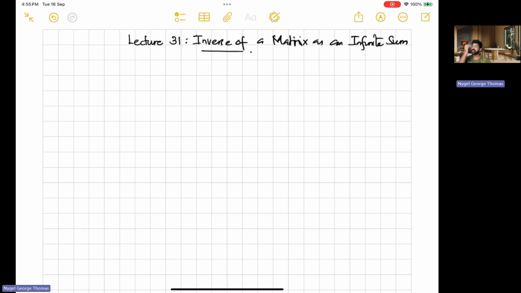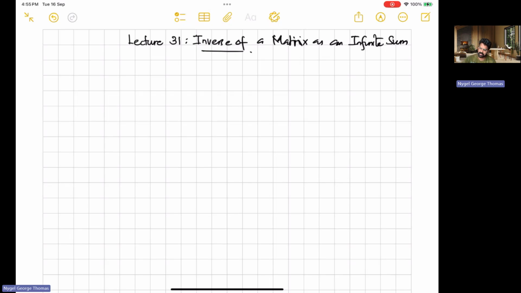In this lecture, we're trying to find the inverse of a matrix in terms of an infinite sum. We have seen there are multiple ways of computing an inverse. So this is one of them.